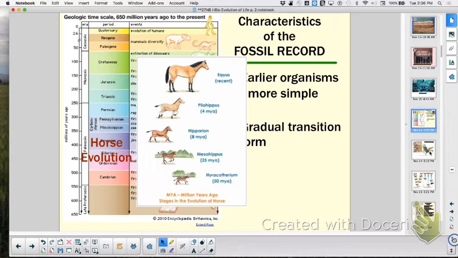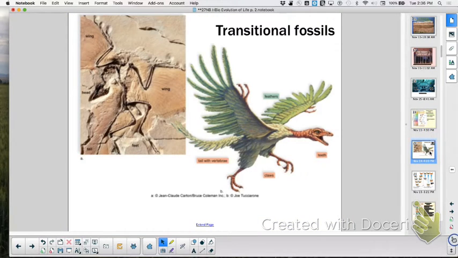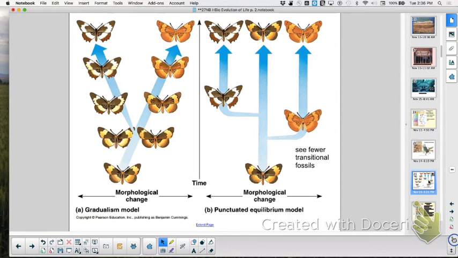We looked at examples of transitional fossils, like the Archaeopteryx, which is a transition between a reptile and a bird. Later, at the end of the chapter, we talked about timing. Remember phyletic gradualism versus punctuated equilibrium? Which one is fast? Punctuated equilibrium, where you have fewer transitional fossils. With gradualism, you see a lot of transitions in between.